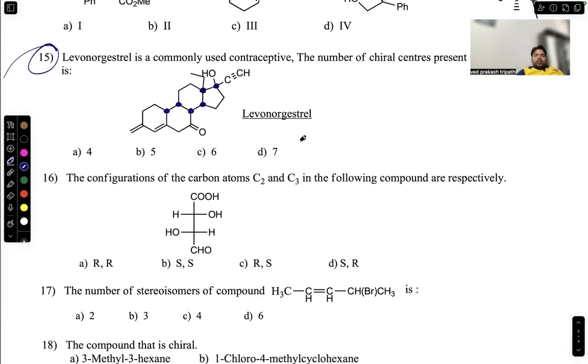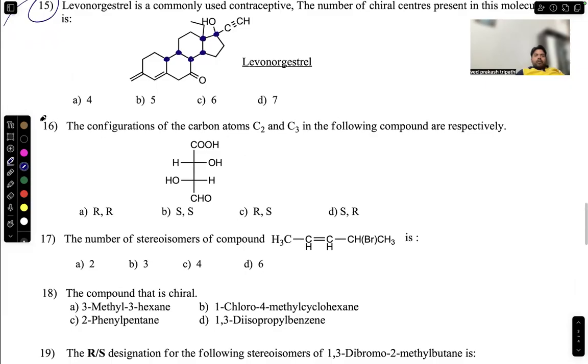Now this is a very good question. This one, 16. It is saying what should be the configuration of C2, C3. But there is no numbering, which one is my C2, which one is my C3. So now let me know which one is C2, which one is C3. This C2 or this one C2? Which one is my C2?